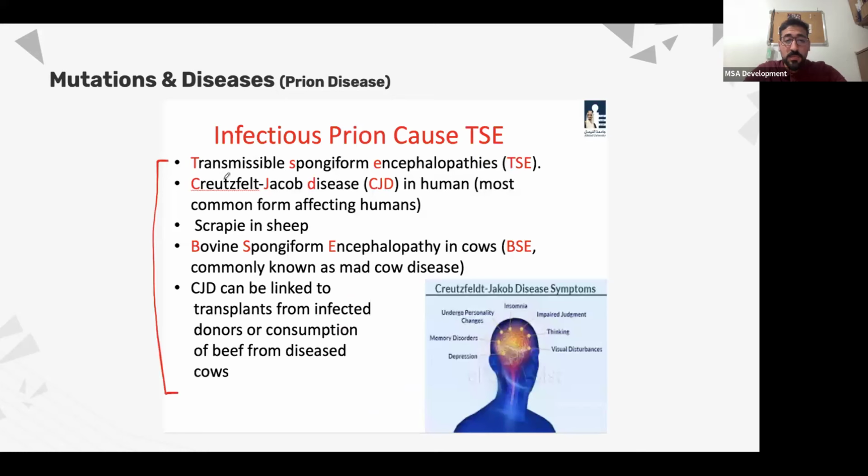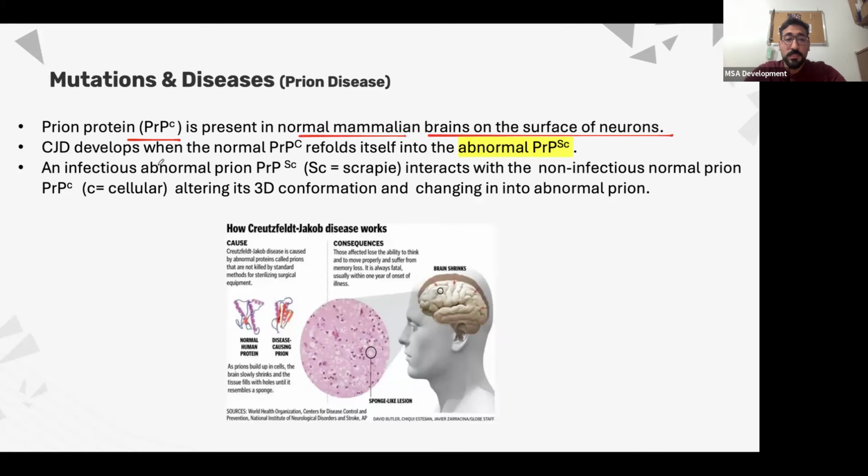In CJD, which is Creutzfeldt-Jakob disease, which happens in humans due to prion disease, this normal PrPC refolds itself into abnormal PrPSc. Now the infectious abnormal protein interacts with the non-infectious one. This interaction will lead to misfolding again, altering the 3D conformation and changing it into abnormal prion, and abnormal prion will lead to degeneration of the brain.